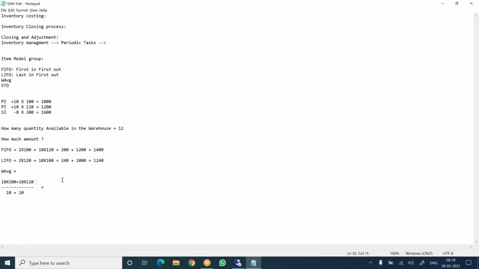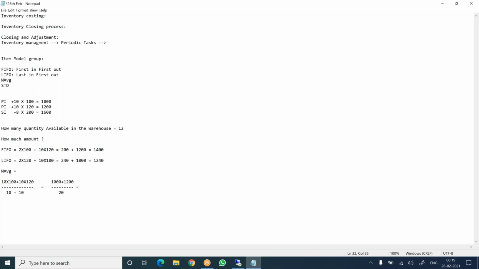So it is 1000 plus 1200 divided by, because I love mathematics, I'm a mathematics faculty. When I was studying in 5th standard, I usually taught mathematics to my friends on the board. That is my hobby and my interest.